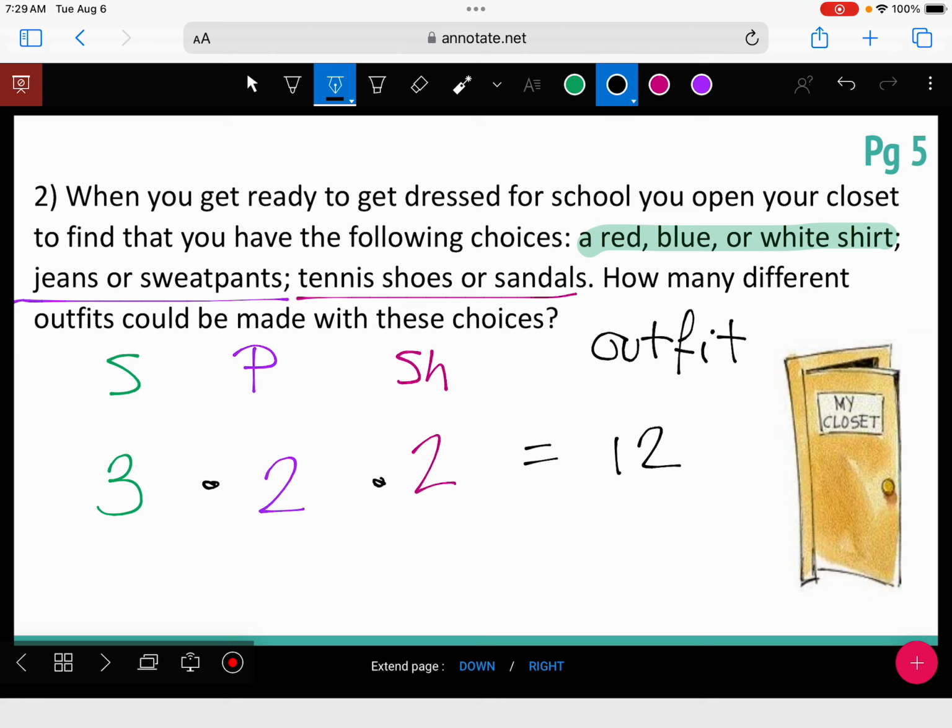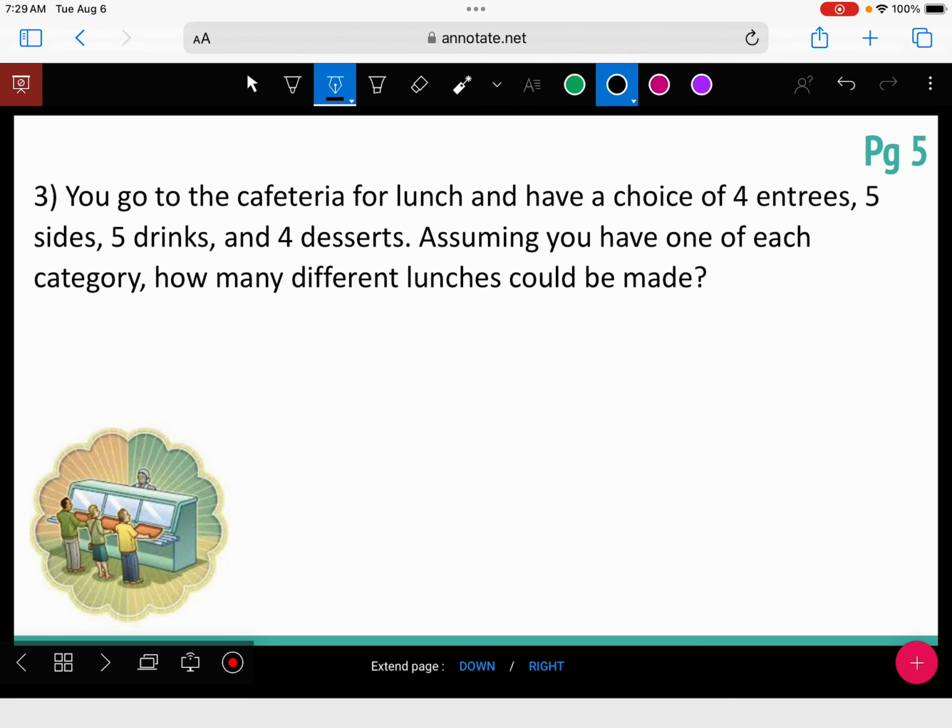Just giving you a second. I want to make sure I don't go too fast on that. Okay. Same kind of vibe. We're going to go to the cafeteria for lunch. An easy way to pick this out is the word lunch or floats. Those are kind of the ways we toss out these problems. 4 entrees, 5 sides, 5 drinks, and 4 desserts. If you have one thing from each category, how many different lunches could we make?